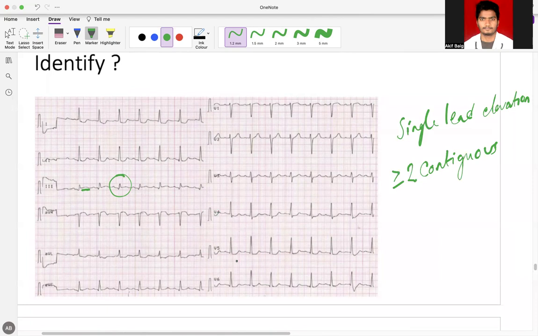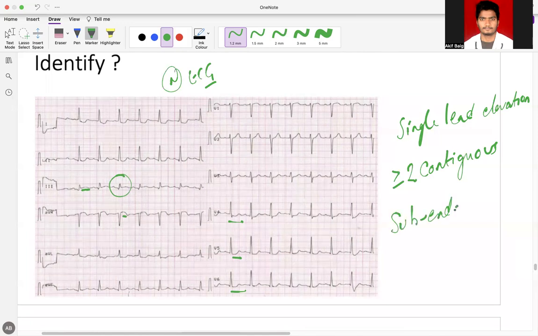An important thing to note here is that you can see ST segment depression in the lateral leads V4, V5, V6, and minimal elevations also in lead aVR. Suppose there was no elevation in aVR and no ST segment depression in V4 to V6, you should have labeled it as a normal ECG.